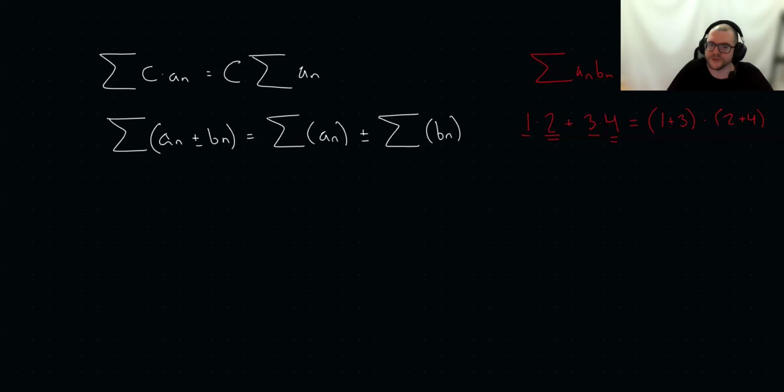But that's not true, right? This would be 14 on this side, and unless we were terribly lucky, this right-hand side won't be equal to that. And of course, it's not. It's 4, 6, it's 24, right? So sums can't distribute over products or quotients, but they can distribute over, well, sums and differences.